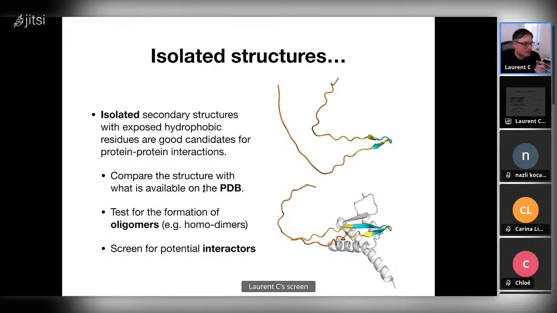Maybe first look if a similar structure exists in the PDB, and we'll see tools for this in a couple of slides. You can try to generate an oligomer of your protein. Sometimes proteins will form homodimers, homotrimers, or other forms of oligomers. Or you could screen for potential interactors.